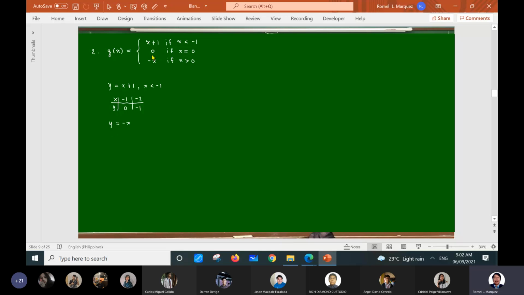You can easily draw the graph of g of x equals 0 when x is 0. That is just a point. This is when x is greater than 0. So let's now assign values. When x is 0, y is 0. When x is 1, y is negative 1. Okay? So let's now finalize the graph of this piecewise function.